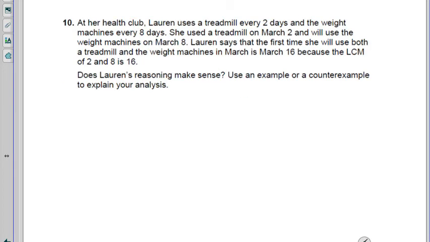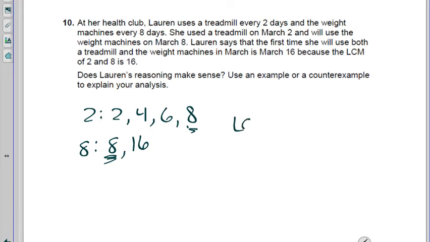At a health club, Lauren uses a treadmill every 2 days and the weight machines every 8 days. She used the treadmill on March 2nd, and she will use the weight machine on March 8th. And she says that the first time she will use both the treadmill and the weight machine is March 16th. And she thinks that the LCM, least common multiple, of 2 and 8 is 16. So let's see if that makes any sense. First of all, let's find the LCM. You can see here that the LCM, least common multiple, is 8. So already her logic doesn't seem to make a whole lot of sense.